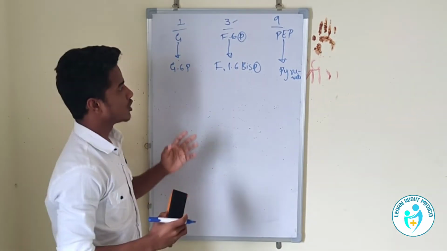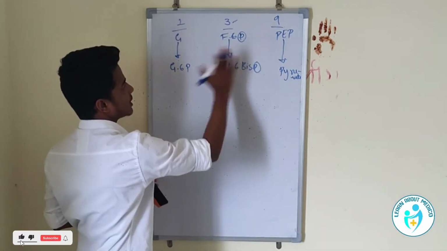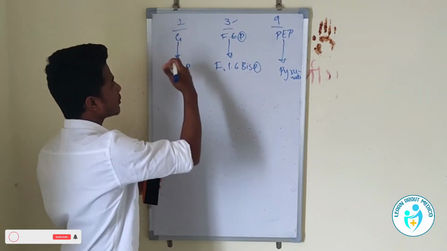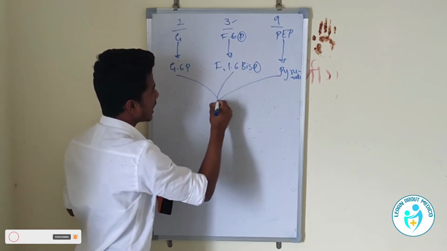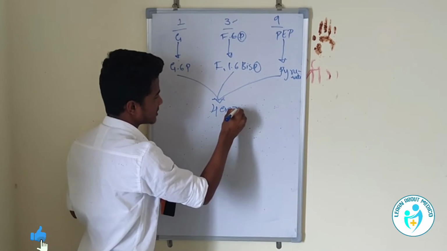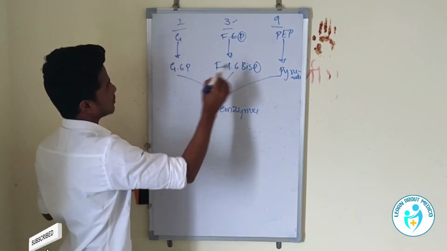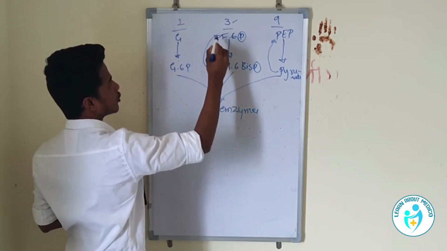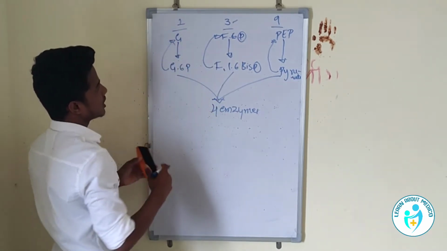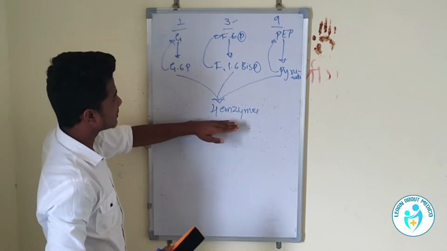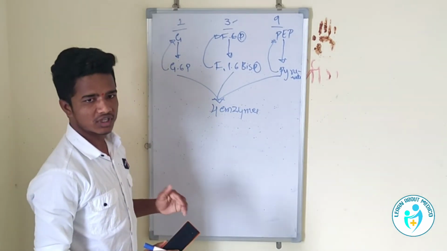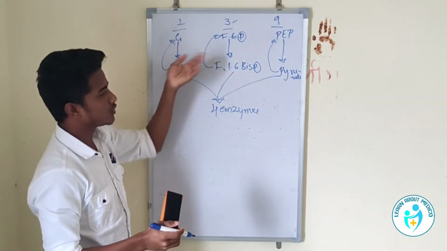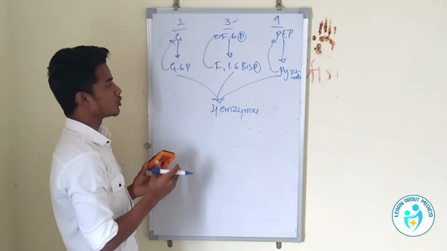But gluconeogenesis means we have to reverse these irreversible steps, the first, third, and ninth steps of glycolysis, with the help of four important enzymes. That is, pyruvate to PEP, fructose 1,6 bisphosphate to fructose 6 phosphate, and glucose 6 phosphate to glucose. This is nothing but gluconeogenesis, the dead opposite of glycolysis.